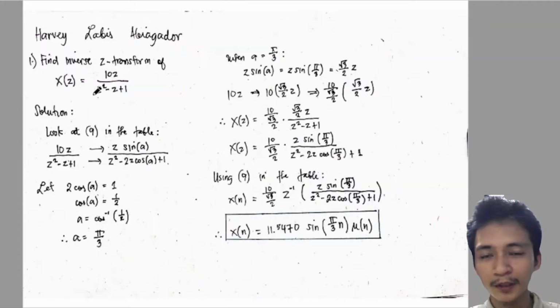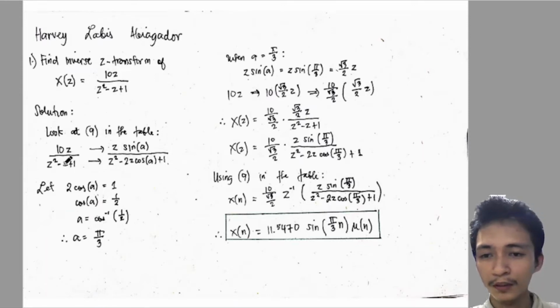For the first problem, find the inverse Z-transform of X of z equals 10z over z squared minus z plus 1. So if we consult the table, then we can say that number 9 is the most logical or most sensible transform pair to use. So if we use 9, we must find a way that the denominator must match this denominator and the numerator must match this numerator.